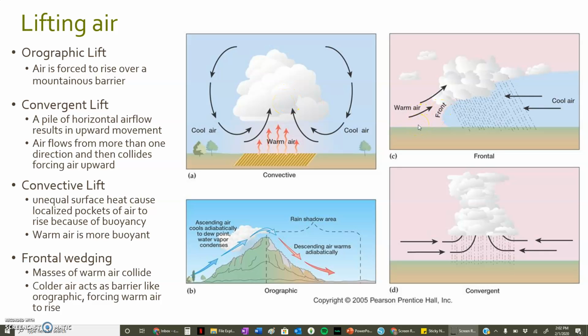Frontal wedging is going to be kind of like orographic lift. Masses of warm air are going to collide with a mass of cool air. The cold air is going to act as a barrier, like the mountain will in orographic lift, forcing the warm air to rise above it.